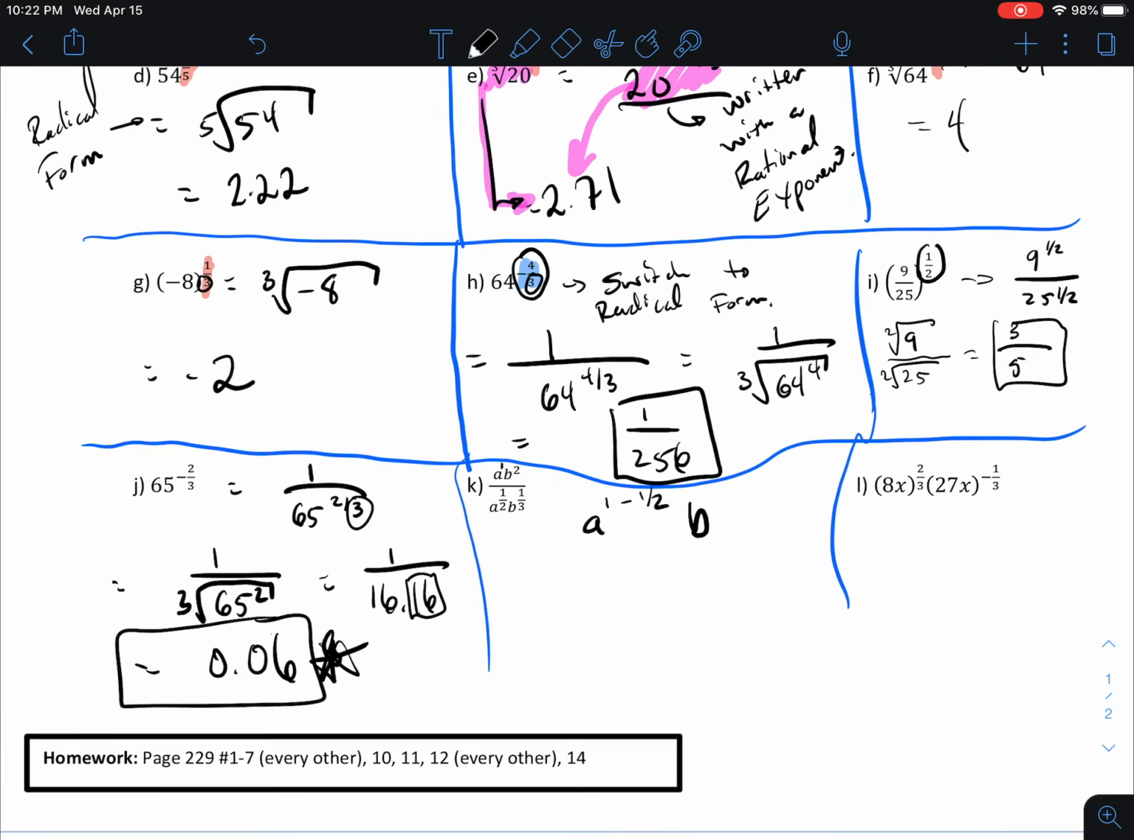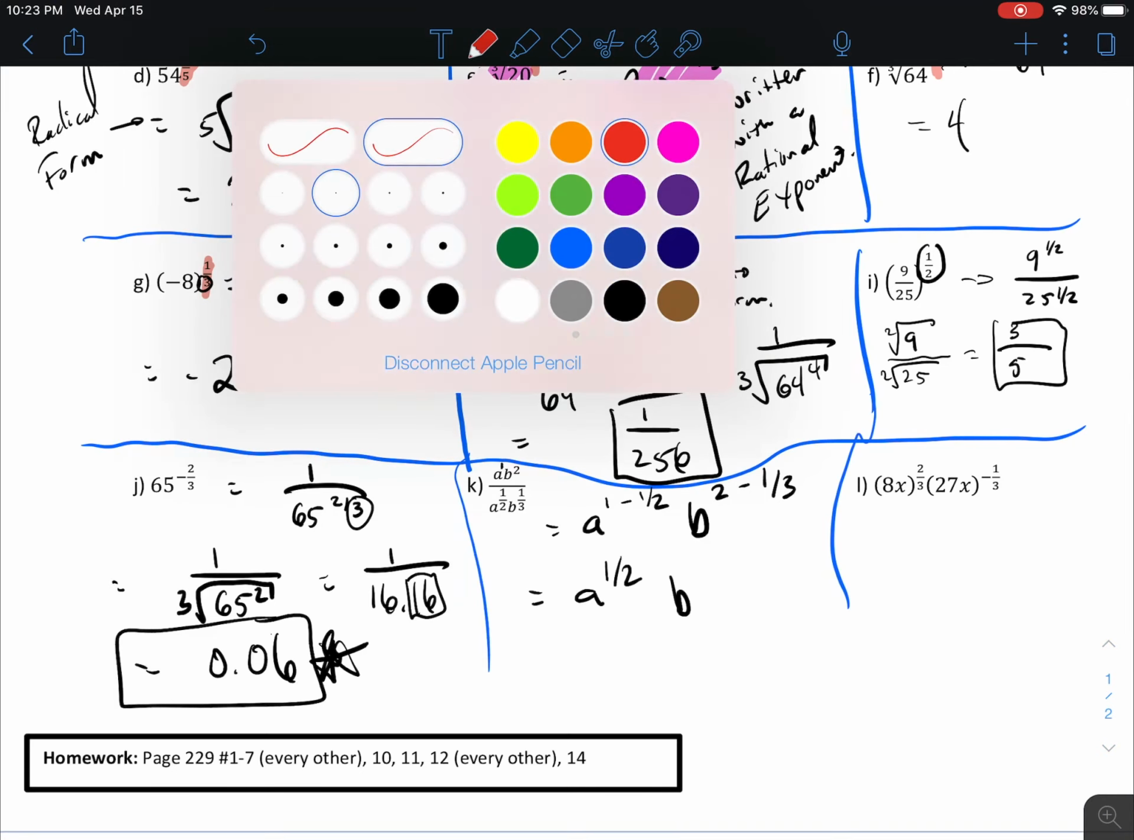Okay, so what you're going to do here is I'm going to go a to the 1 minus 1/2, b to the 2 minus 1/3. Okay, and then you're just going to go through the process of getting a fully simplified answer, but you're going to have to do it by finding a common denominator in the exponents. Okay, so the first one's easy because 1 minus 1/2 is just going to be 1/2.